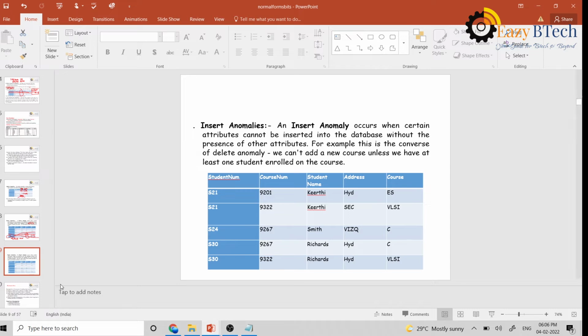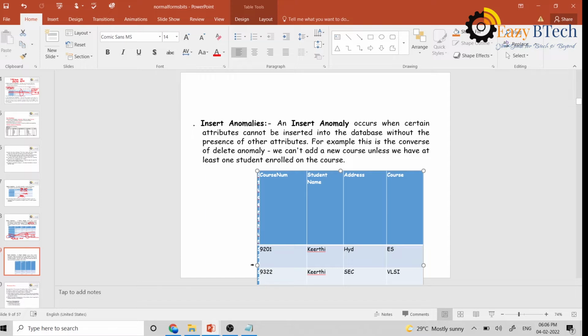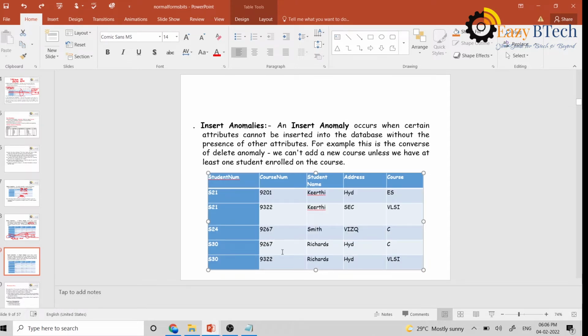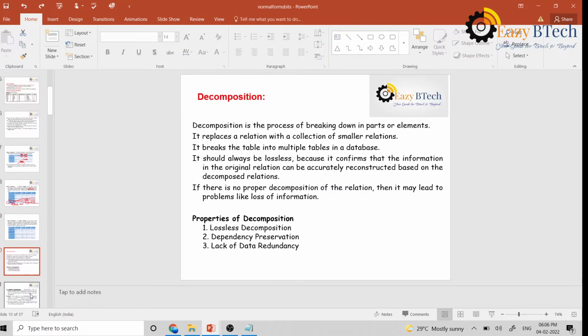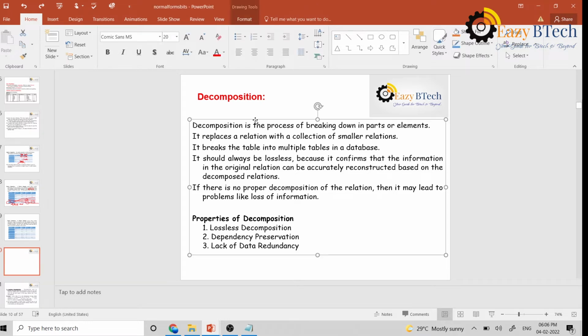Next, insertion. Okay, what is an insertion anomaly? When we have a delete anomaly, we cannot add a new record. Okay, suppose I wanted to add, after completion of that, I wanted to add a value for Riches. Okay, Riches is already removed. That's why we cannot insert. Okay, to overcome these problems, we go with decomposition.